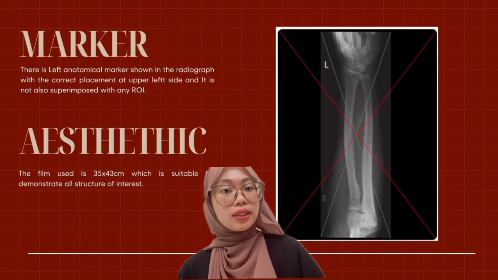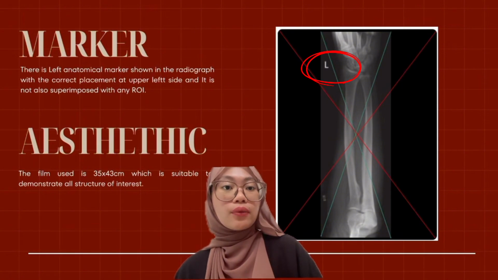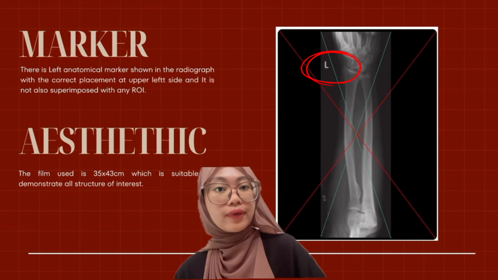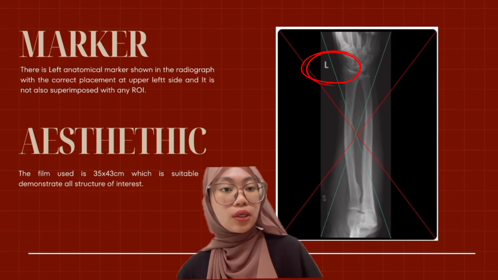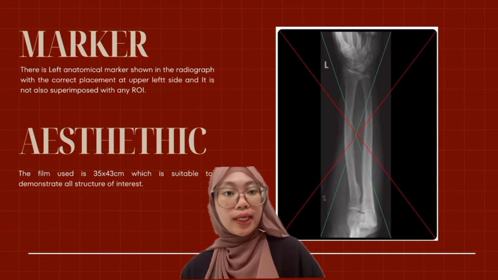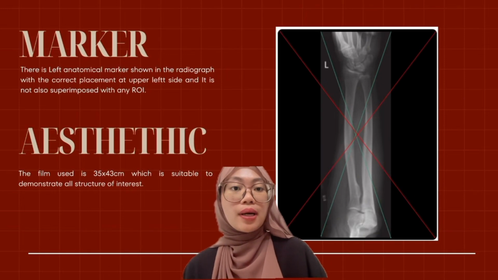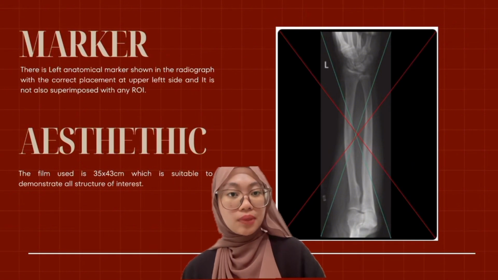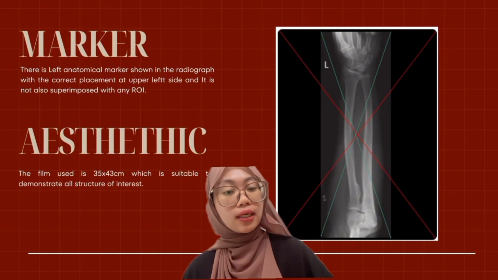And then the marker. We can see that there is a marker placement on the left side, which is the left anatomical marker at the left upper side, and it is not superimposed with the region of interest. So the marker placement is correct. And we can move further to the aesthetic. I think the film size that they use is 35 by 43 centimeters, which is suitable to demonstrate all the structures of interest.